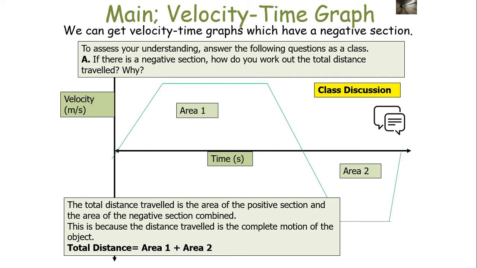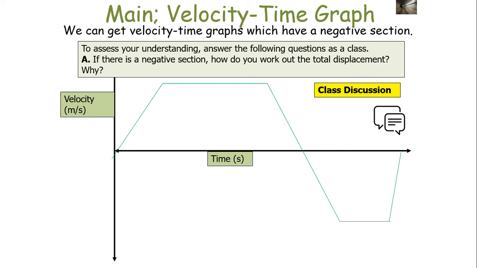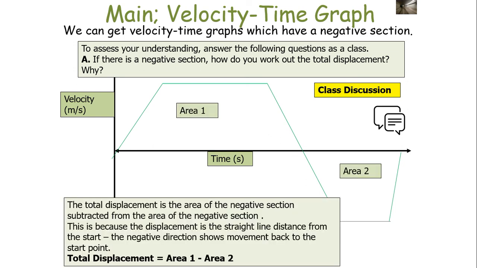Why can you do this? Well, distance is a scalar. It has no direction quantity, so you just add the two values. But how do you work out the total displacement? Well, to work out the total displacement, you would subtract one area from the other area because displacement is a vector. So as a result, it does have a direction attached to it. So one has to be a positive and one has to be a negative. So when you add up these values, you're actually subtracting one of them because we'll say area 2 here is a negative. So adding a negative is in fact subtracting.